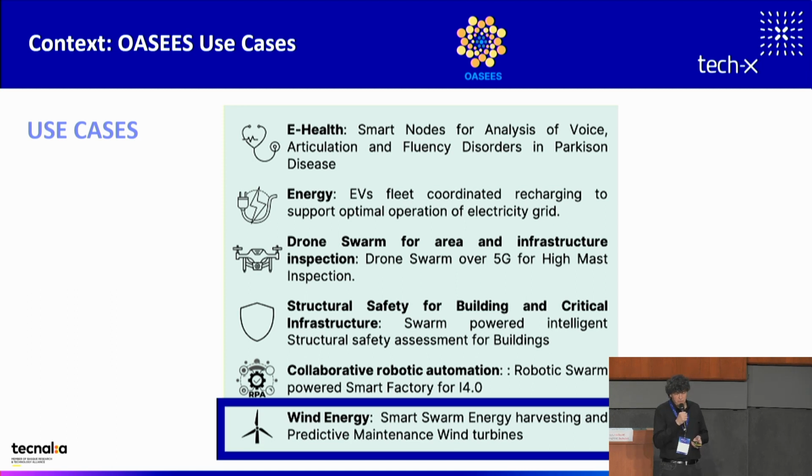There are a couple of use cases that are more related with inspection. One is focusing on the using of a drone swarm for the inspection of high-mast infrastructure, and a second one that is more focusing in the area of structural safety of infrastructure, so in the area of construction. The fifth use case is related with industry, with collaborative robotic automation. And finally, the use case where we are working is related with wind energy and is related for the predictive maintenance of wind turbines.